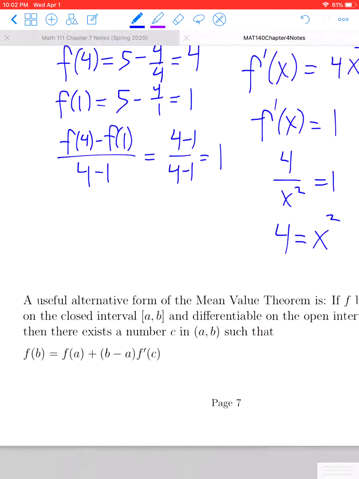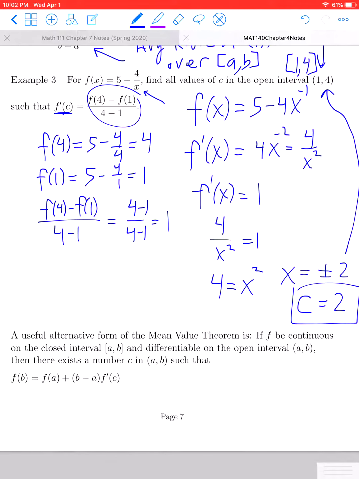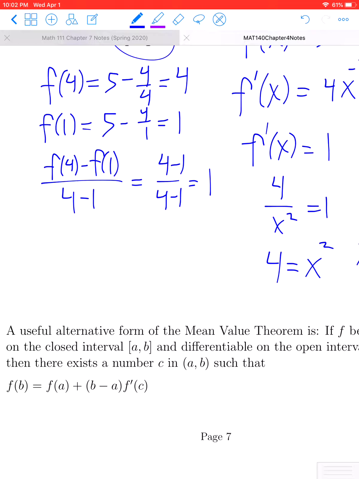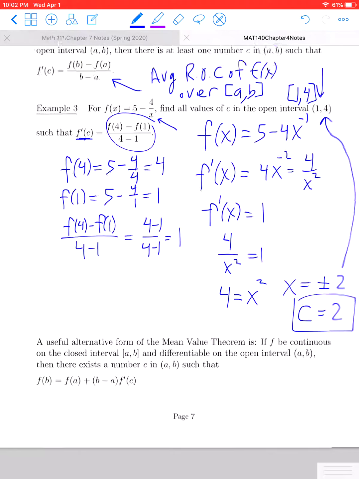Oftentimes we're not going to get a lot of use out of it necessarily in our class. Sometimes there's an alternative way to write the mean value theorem. It's also presented in the notes, but we're not going to make that a central focus for our class.